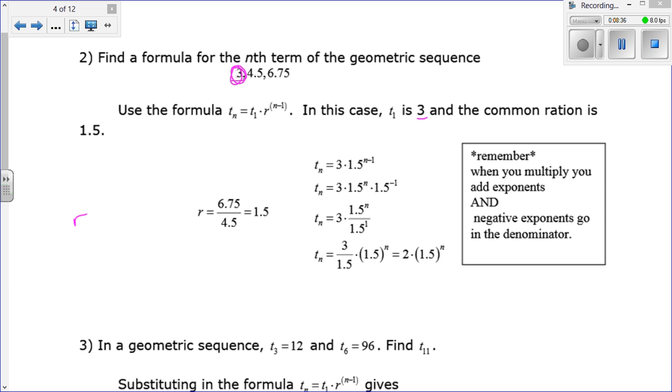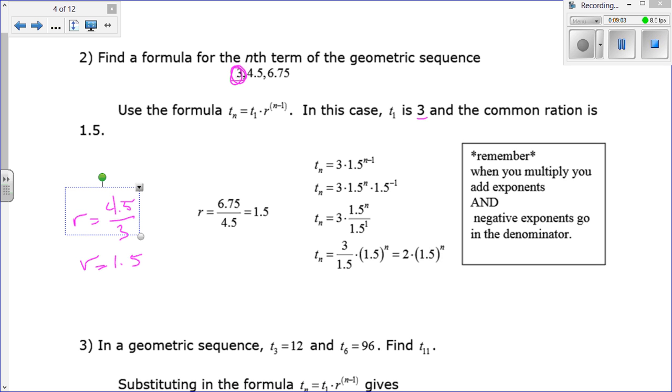I could have used 4.5 divided by 3, and that would have given me 1.5 as well. To be honest with you, the reason I didn't use that is because if you subtract 4.5 and 3, you'd get 1.5, and I didn't want you to think that I subtracted to get my common ratio. I need to actually divide. And again, it's second divided by first or third divided by second.